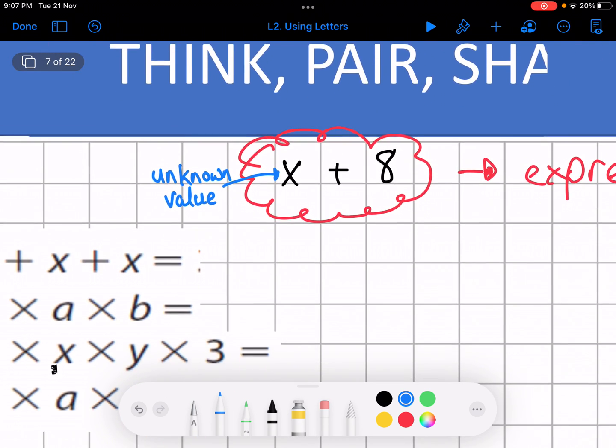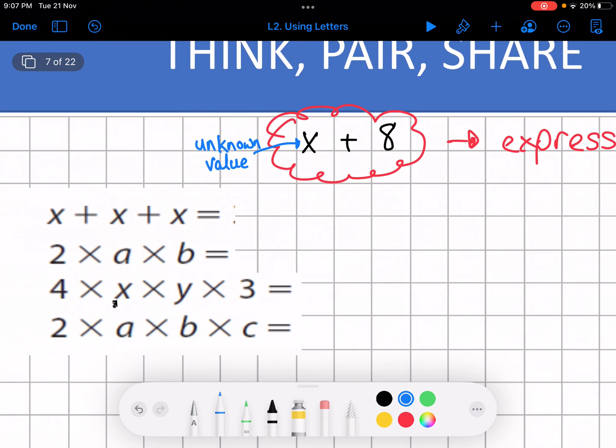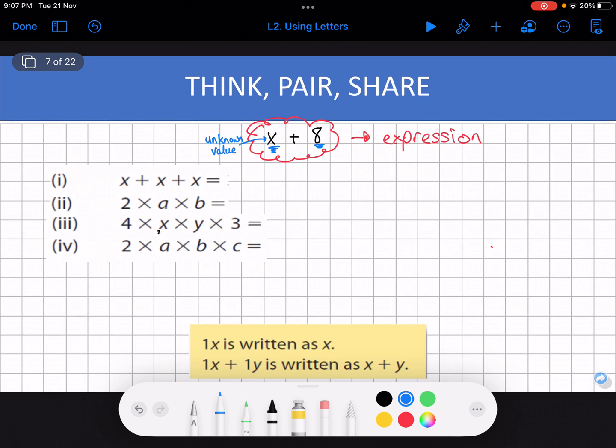So imagine I go to the shop and I buy 8 apples, but I didn't tell you how many bananas I bought. We would give the letter x to show that it is a value of something. I did buy some amount of bananas, but I haven't told you how many I have bought. So we can give it the letter x.